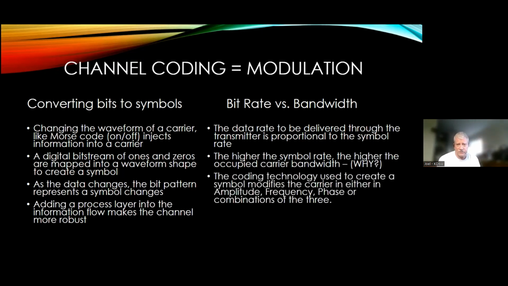The coding technology used to create a symbol modifies the carrier in either amplitude, frequency, phase, or combinations of the three. When you start manipulating those things in time, and as you add more bits per symbol, the higher the density. So in other words, you can have 2, 3, 4, 5. As you move those bits through, you're changing the waveform. And the faster you change the waveform, the higher the data rate throughput is. But then, of course, so is the bandwidth.